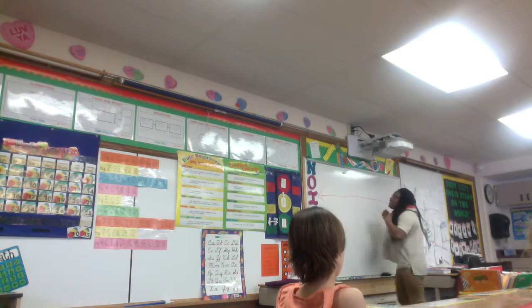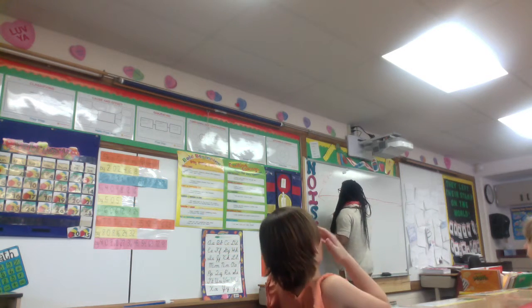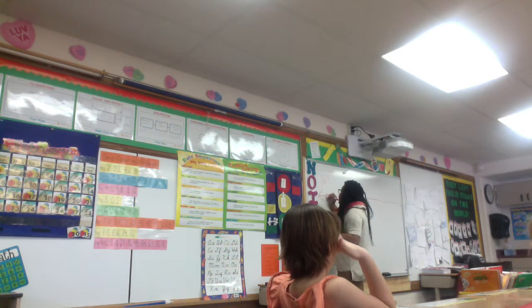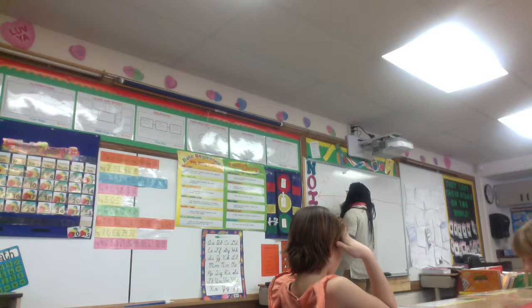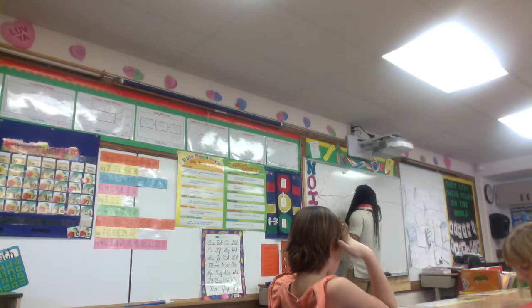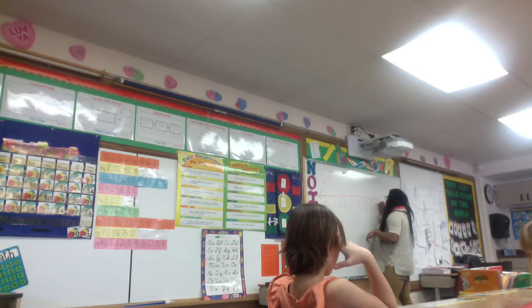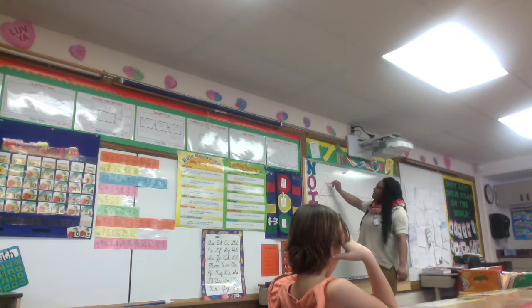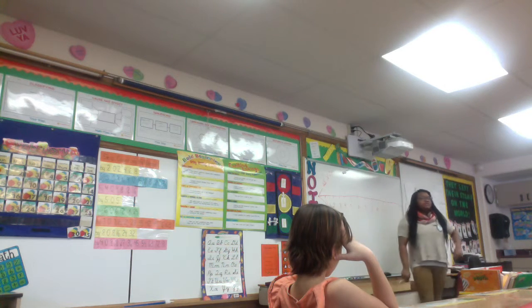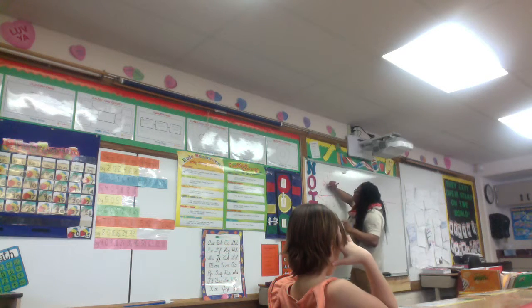So let's do this one with me. We're going to do 2 times 4. Okay? So I'm going to start my number line at 0. We're going to do 0, 1, 2, 3, 4, 5, 6, 7, 8, 9, 10. Okay, tell me, what does my 2 mean in this number sentence? 2 means what? Good job. 2 means my number of jumps.